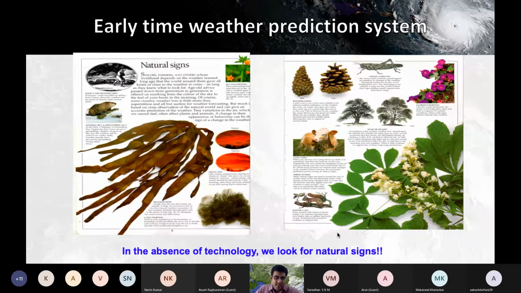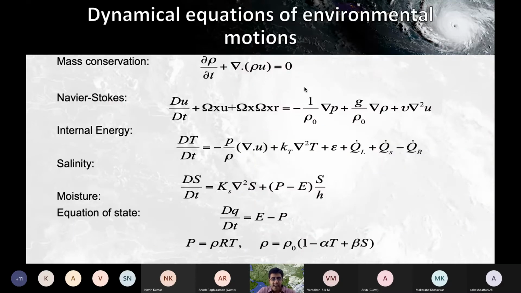Early time weather prediction, we'll skip. In the absence of technology, people used to look for natural signs, like drying of leaves and opening of pine cones. Opening of pine cones means dry weather, and closing of pine cones means wet weather. But these days we don't have many trees to give us signals, so we'll not go there. We are more sophisticated now. We have science and technology at our hand.